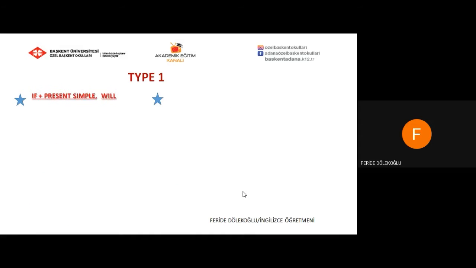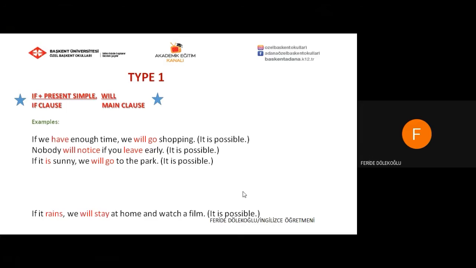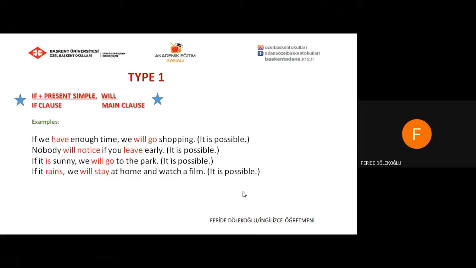Let's continue. You will see more examples here. If we have enough time, we will go shopping. That means it is possible. Nobody will notice if you leave early. If it's sunny, we will go to the park. That's a possible condition, okay? If it rains, we will stay at home and watch a film.